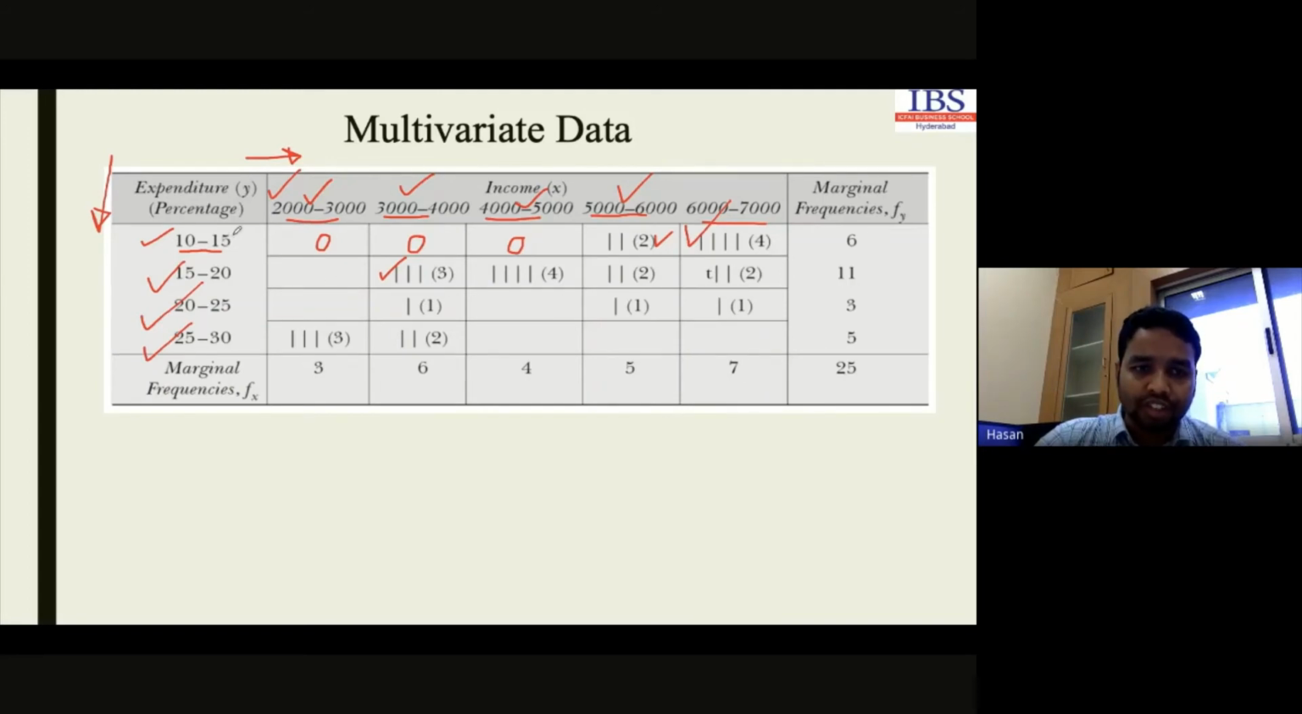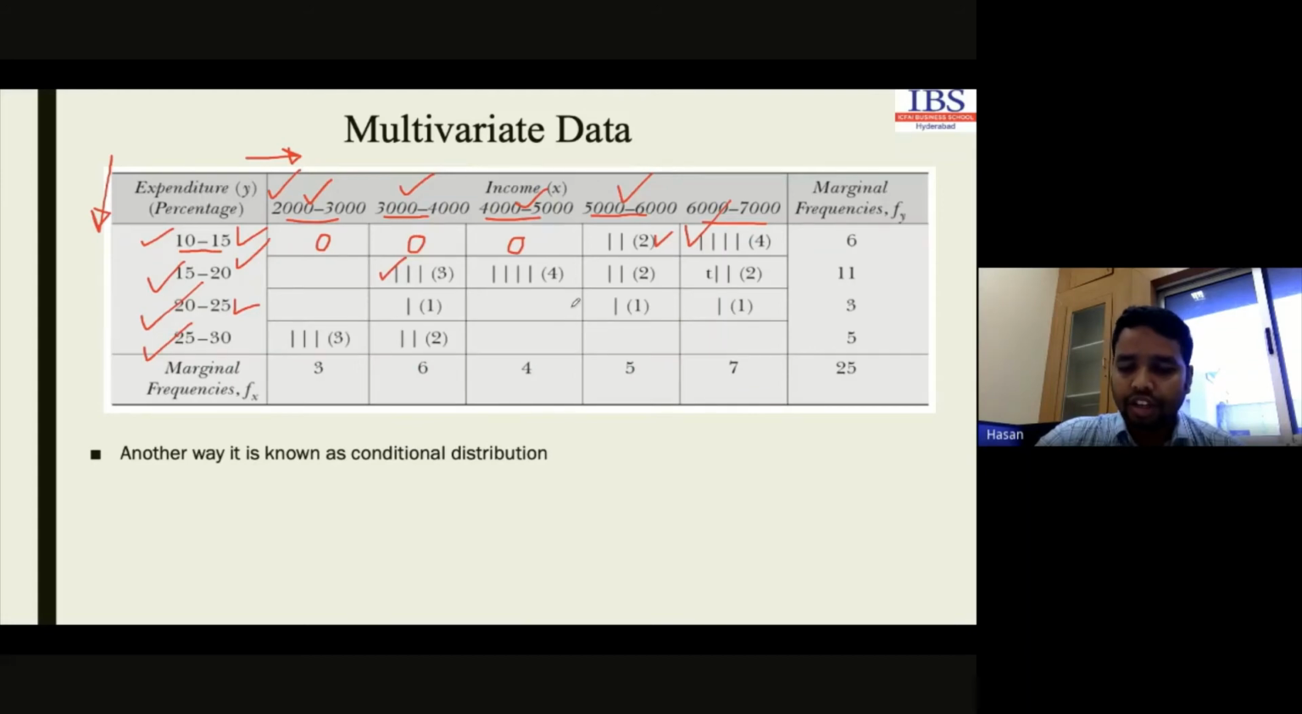So now, when we draw the table in this format, it will create a conditional distribution. If the income is this one, how many families are there? If income is this one, how many families are there who spend this much? So this basically creates a conditional distribution of this data representation.